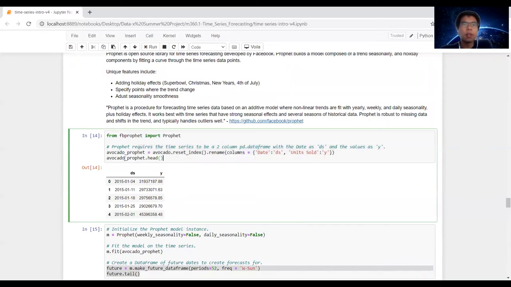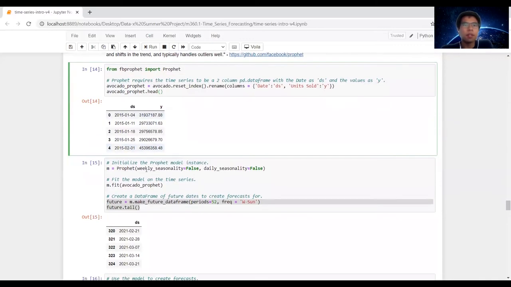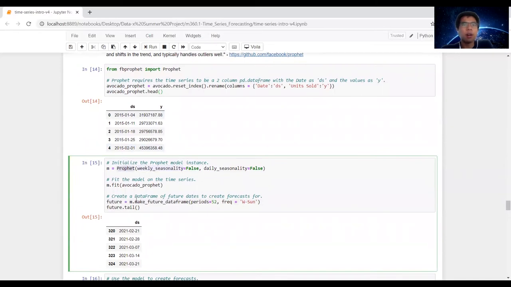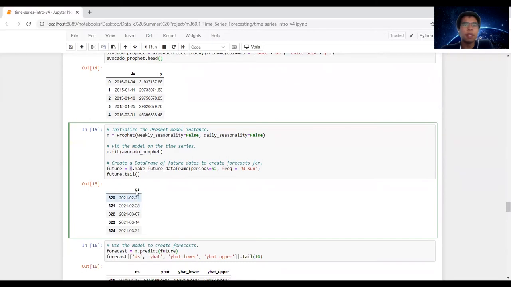One thing to note is that Prophet requires the data to be formatted in a certain way. Instead of the date being the index, the date needs to be a column of a data frame called DS, and the quantity that you're forecasting on needs to be another column titled Y. That's what I'm setting up here. Similarly to the other models, you initiate the model and fit it, and then you need to call this function, which lists out the points in time that you want to create forecasts for. So here I'm saying for 52 periods in the future, so a year's worth, I want to create forecasts for these points.